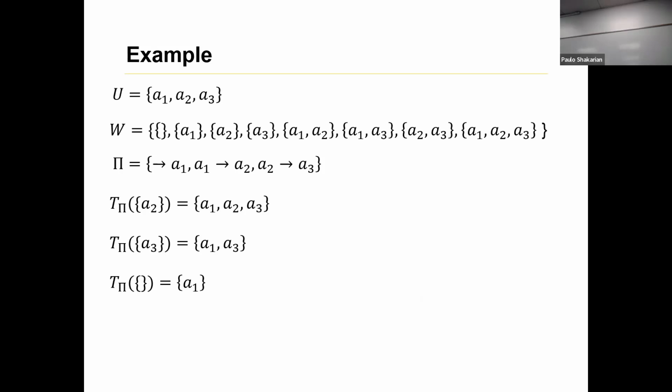Other questions? Just to confirm, in T pi of A3, the reason we're not adding A2 as well is because A1 implies A2 would be the next step or something like that. Yeah, we'll get to that in a moment. You'll see.